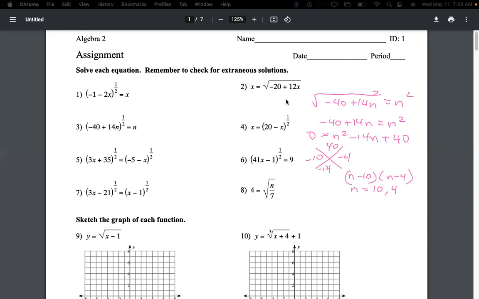Now remember, with our radicals, we have to check for extraneous solutions. So I'm going to plug 10 back into my original equation, and I'm going to check that. And then I'm going to also plug in 4 into my original equation. Which one worked? Anybody check? This is on number 3. Josh says that both of them work. Do you agree?